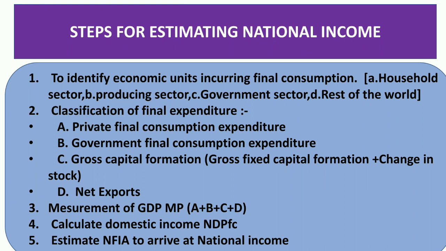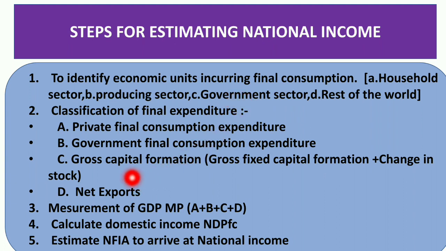First of all, you should know that there are 4 components that we have to add together in order to reach GDP at market price. The first component is private final consumption expenditure, that is including all the final consumption expenditure that is done by the household sector and the producing sector. The second component is government final consumption expenditure. It includes all the final consumption expenditure that is incurred by the government sector.